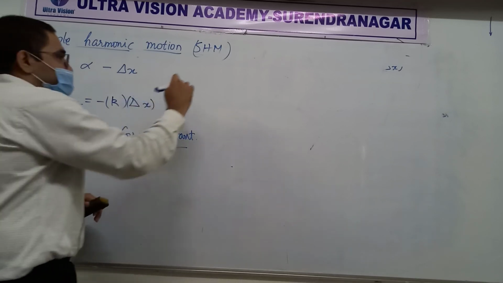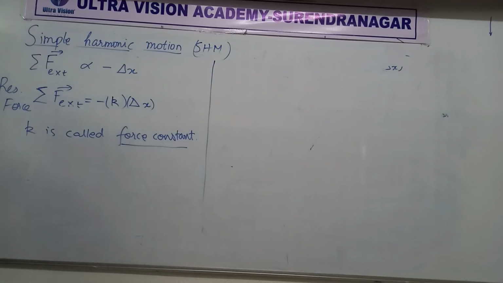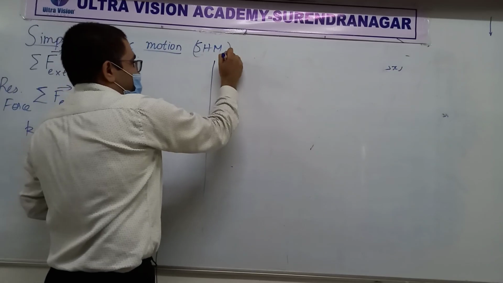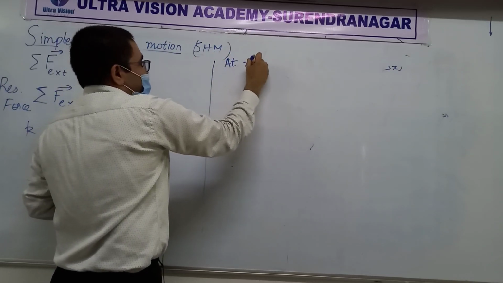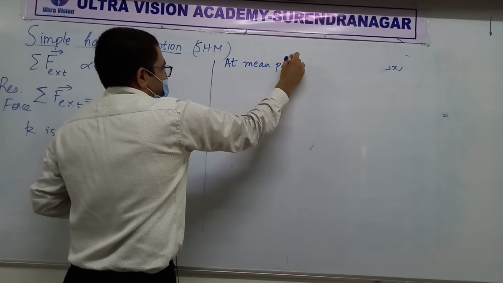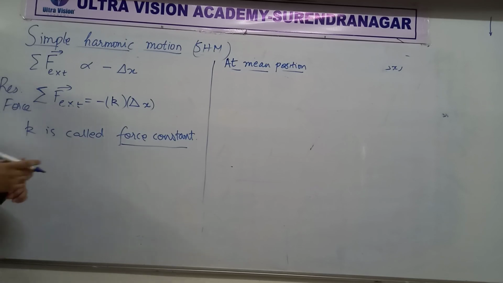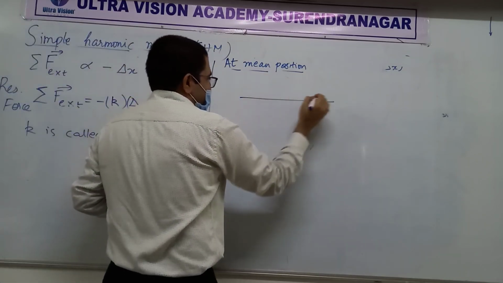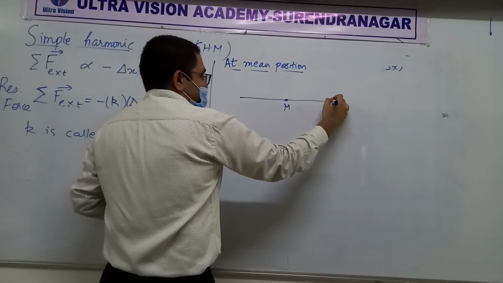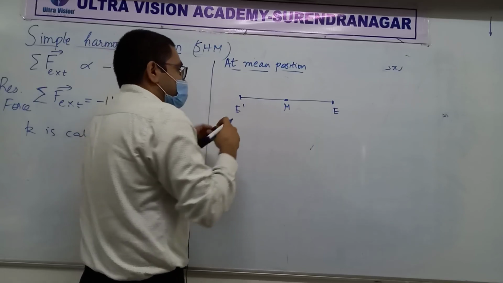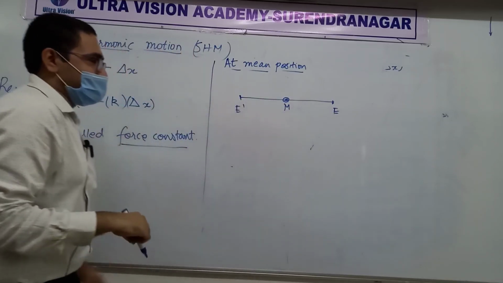Now, the next thing that we'd like to do here is think of two important terms. What happens at mean position? That's what we are going to discuss. So let's draw a diagram once again. So here is mean position M. This is one extreme point. This is the other extreme point. Let's say the particle reaches here at mean position.